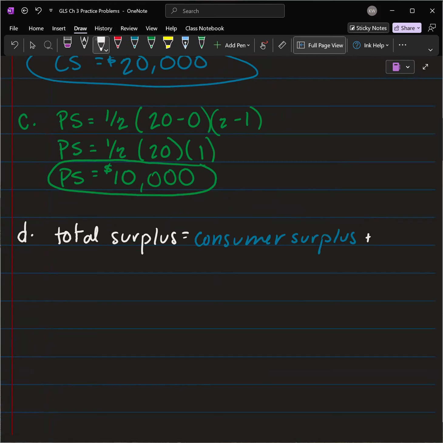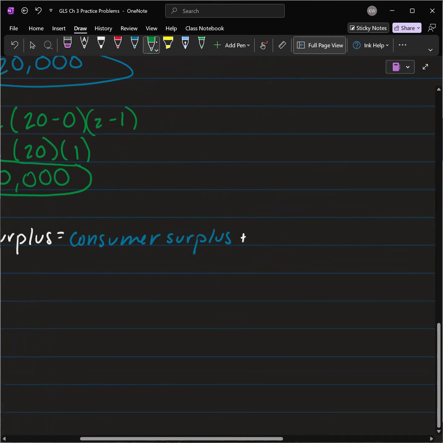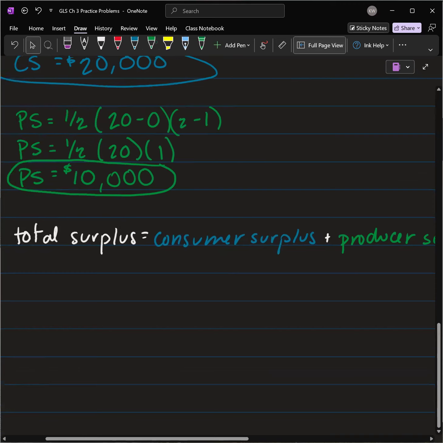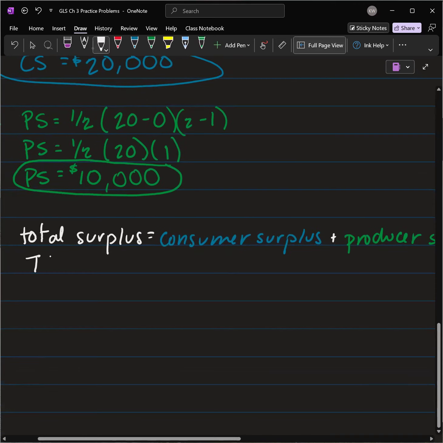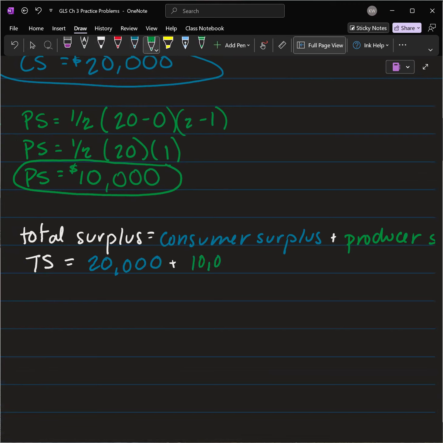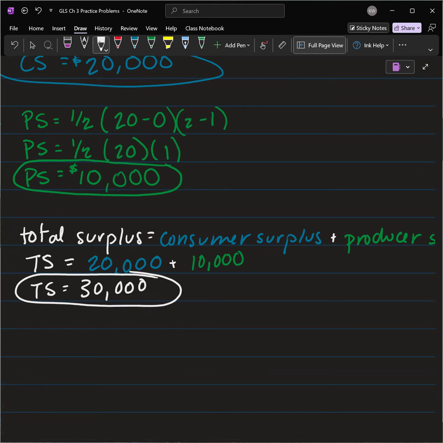Okay, so we're going to add consumer surplus and producer surplus to find the total surplus. Total surplus, I'm going to abbreviate with TS. That's going to equal our consumer surplus, which was $20,000, plus our producer surplus, which was $10,000. So that means that our total surplus then is $30,000. Okay, so we can use this as a guide, right?